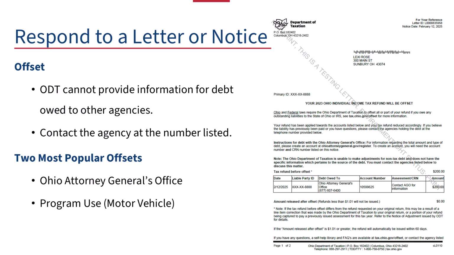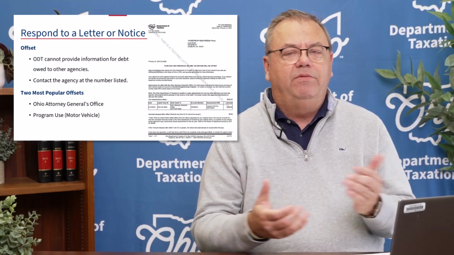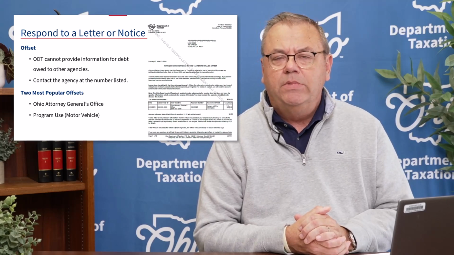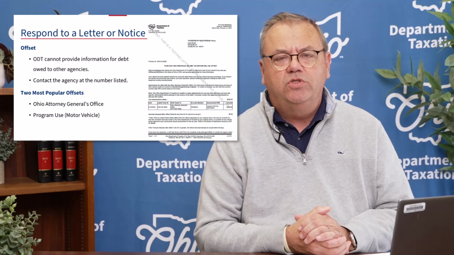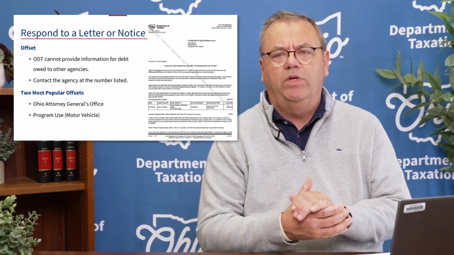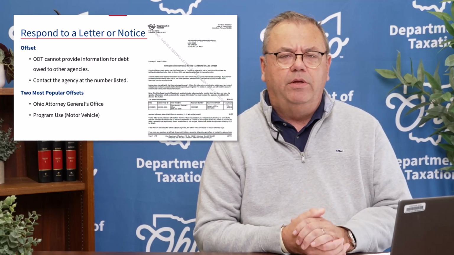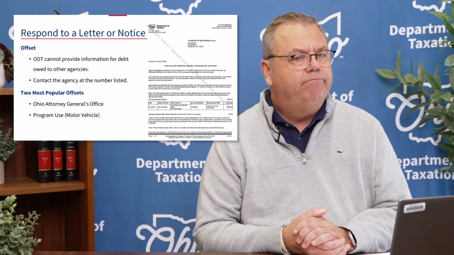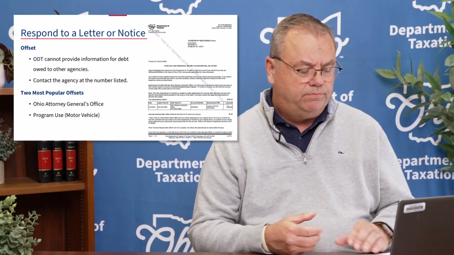A couple of the most popular offsets, like I just discussed, is the Ohio Attorney General's. Those come to us, and they don't give us any information. The other could be a program use offset, and those usually have to do with a motor vehicle that was purchased in a tax year. It will let you know what tax year that motor vehicle was purchased in. Call the number there, and they'll be happy to help you determine what the issue is.